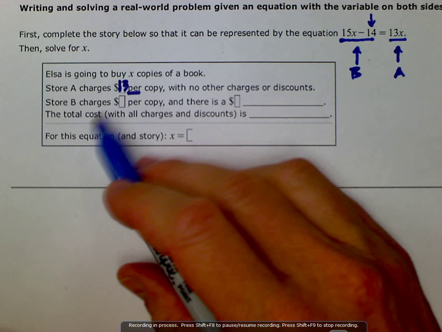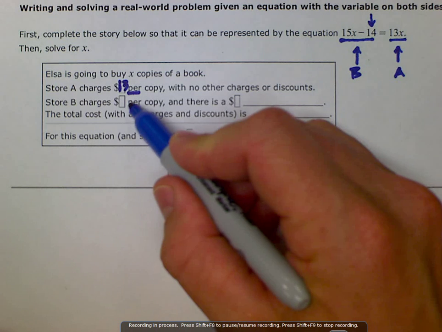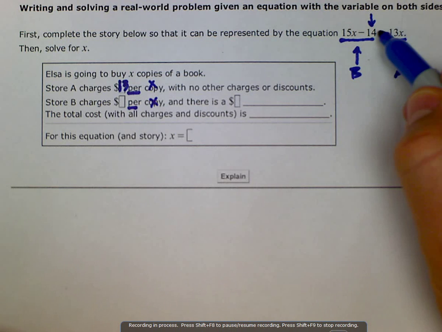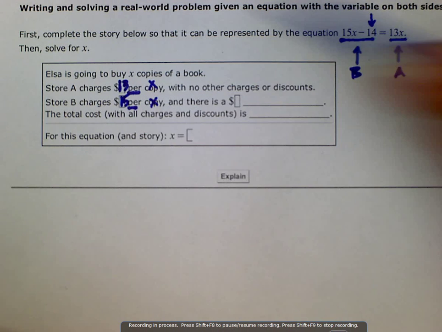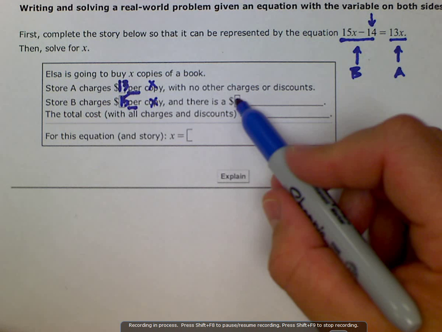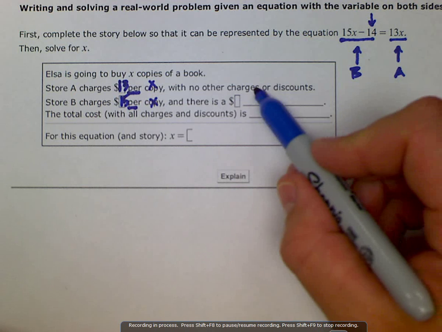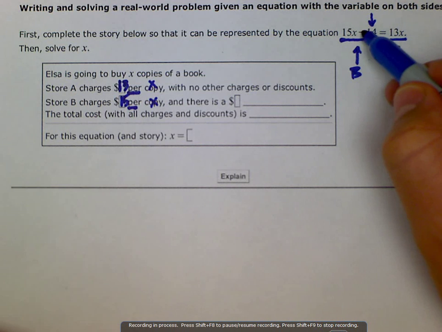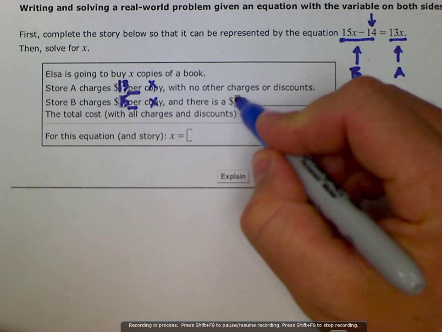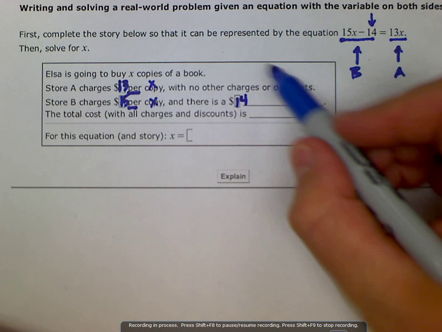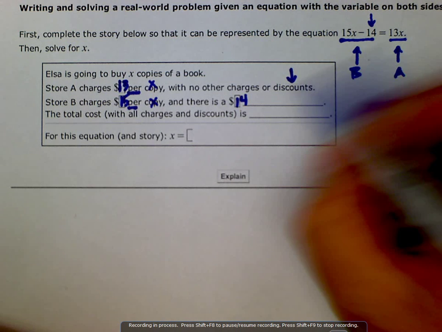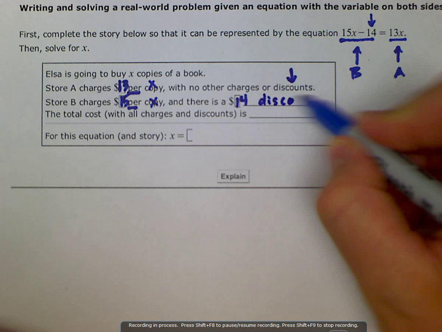Store B charges blank copies per book, so our x goes here. So this would be $15 per book, and there is a blank. So there is a blank dollar, either a charge or a discount. So we see that it's $15 per book, but then we're subtracting some dollars. $14 we're subtracting from it. So this is obviously a discount because we're taking away from how much it's going to cost. So we would put discount in here.